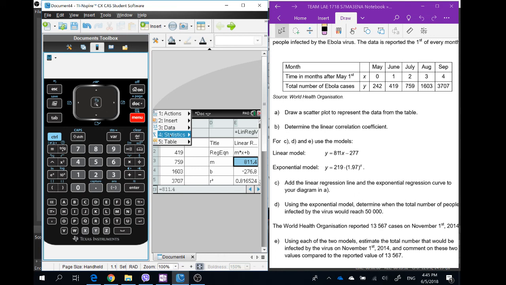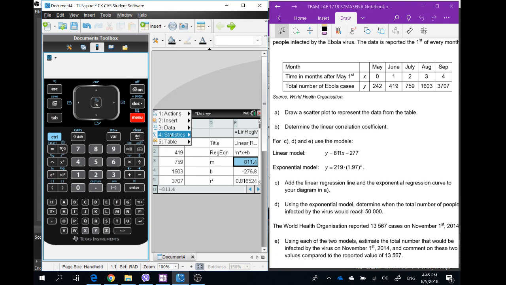Use the models because C, it's very close to the real model. And then there is something else. Using the exponential, determine when the people will reach 50,000. You just have to solve this equation. We'll reach 50,000 people using the exponential model. So you have to use the solve function again.